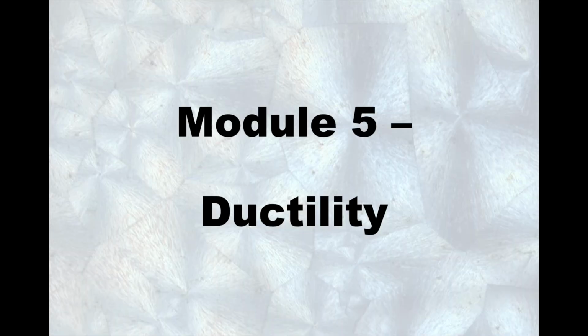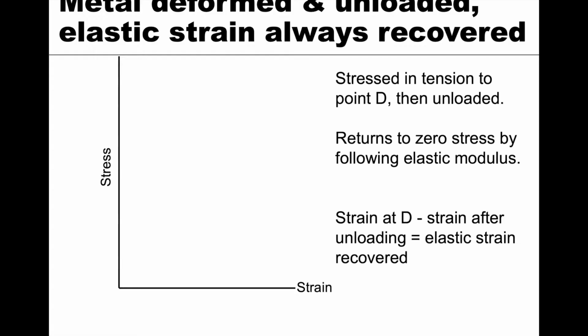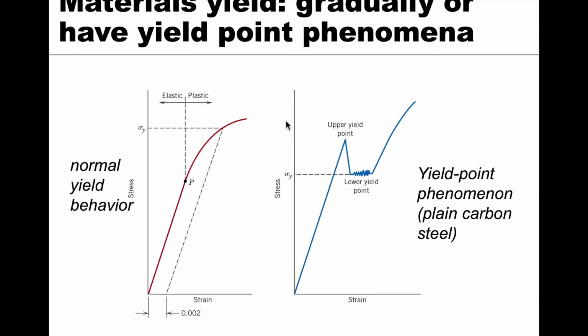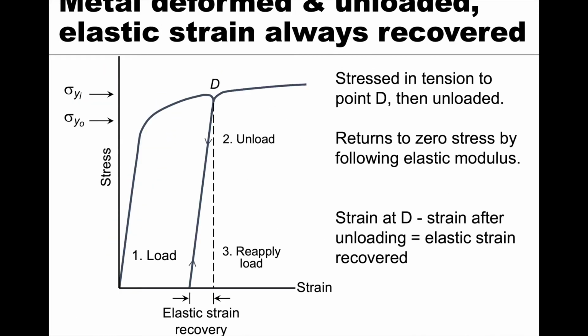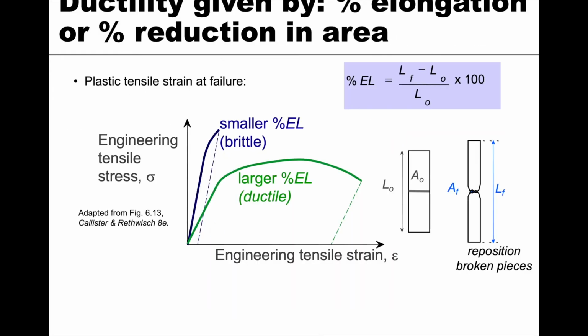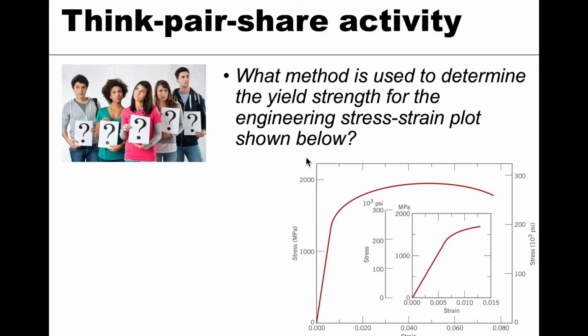So let me go back to those slides just so that you can see what we're talking about. These are the two types of yield behavior that we can have: the normal or gradual, and then the yield point phenomenon. The one we just saw in the plot is like this, and so we're going to need the offset method. We would construct a line with the slope of the elastic modulus, offset that line as you see here, and then determine where it intersects the stress curve, and that's our yield strength. So that's the 0.2% offset method that we would use to determine the yield strength. Again, it looks gradual, so we're going to do the offset method for this sample.